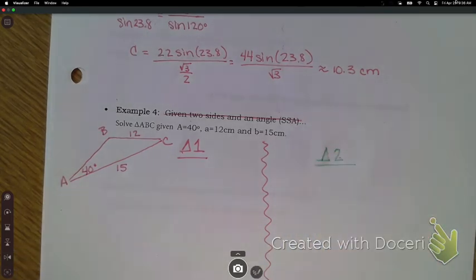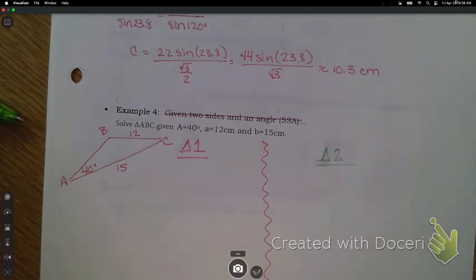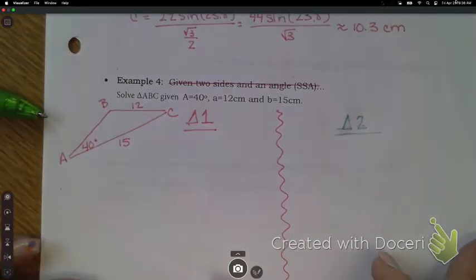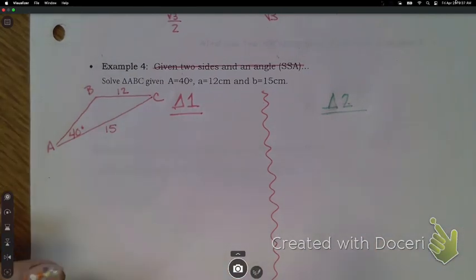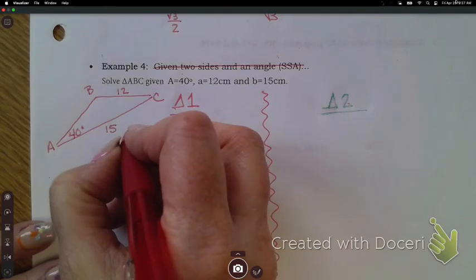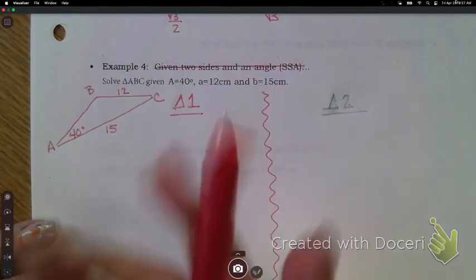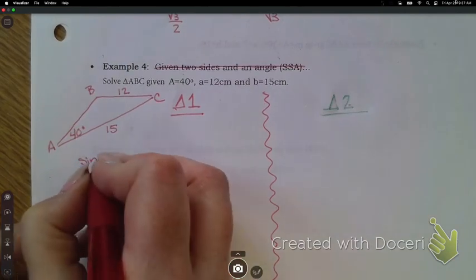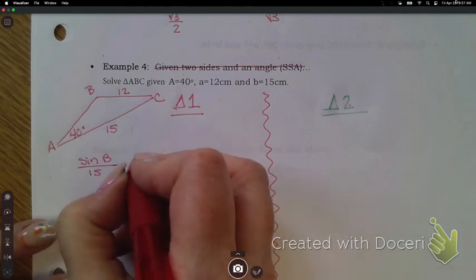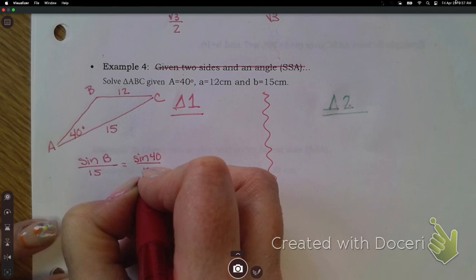Okay, so the only thing I can do right at this point is what? Find angle B. That is it. Why is that the only thing I could do? Because we don't have anything at C. So I know it's going to be sine of B over 15 and sine of 40 over 12.